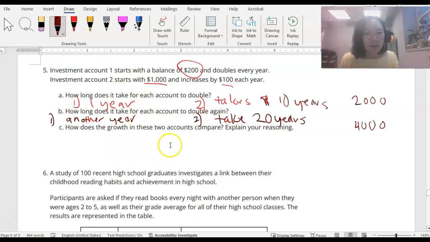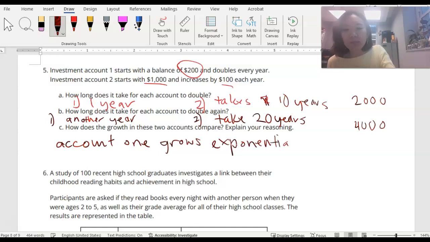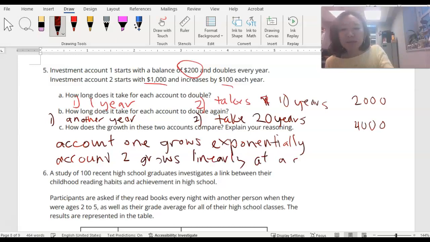And then it says, how does the growth in these two accounts compare? Explain your reasoning. So you want to tell me, how does account 2 compare with account 1? So account 1 grows exponentially because it is doubling each year. And account 2 grows linearly at a constant rate each year.